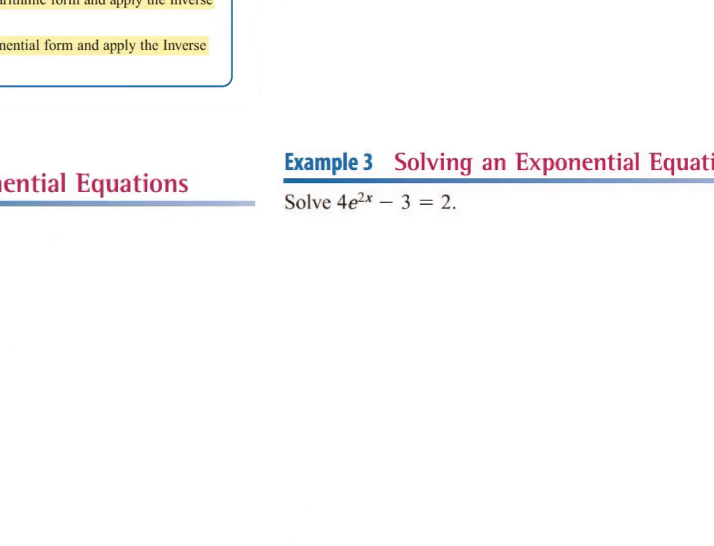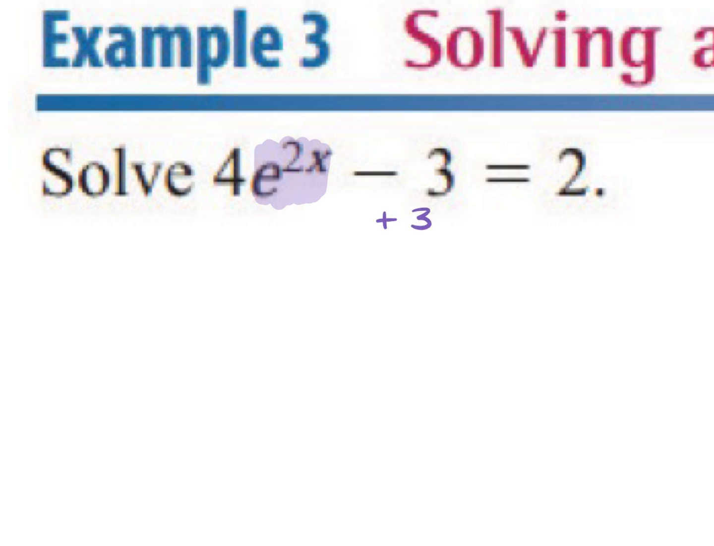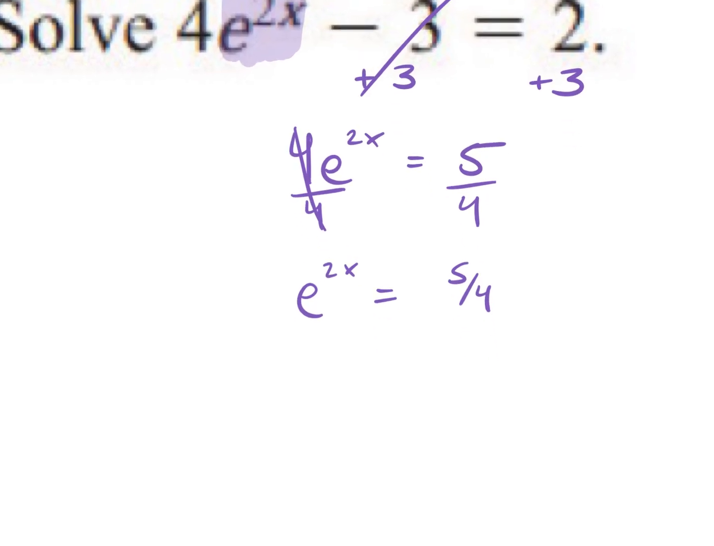Let's do 3. So just like before, we want to get the base with the exponent isolated. We want to get it all by itself. So what should we do first here? Awesome. Add 3. Let's move it to the other side. So 4e to the power of 2x equals 5. What would we do next? Divide by 4. So e to the power of 2x equals 5 over 4.